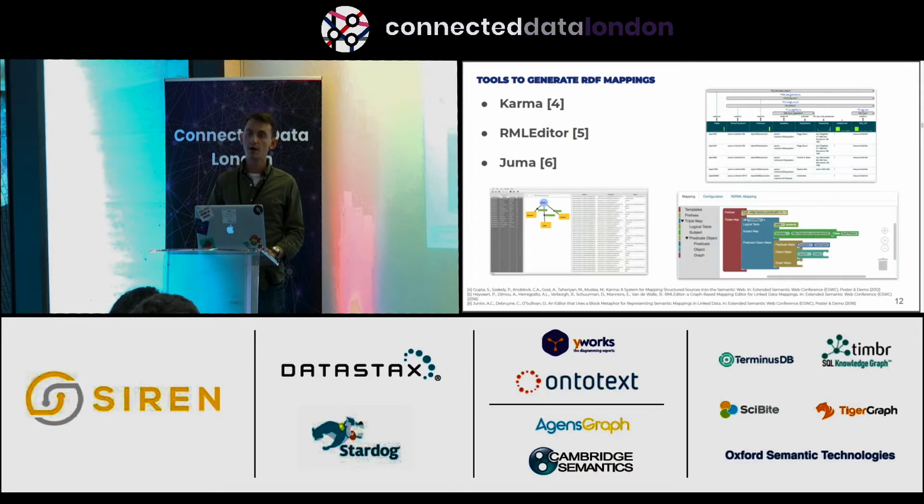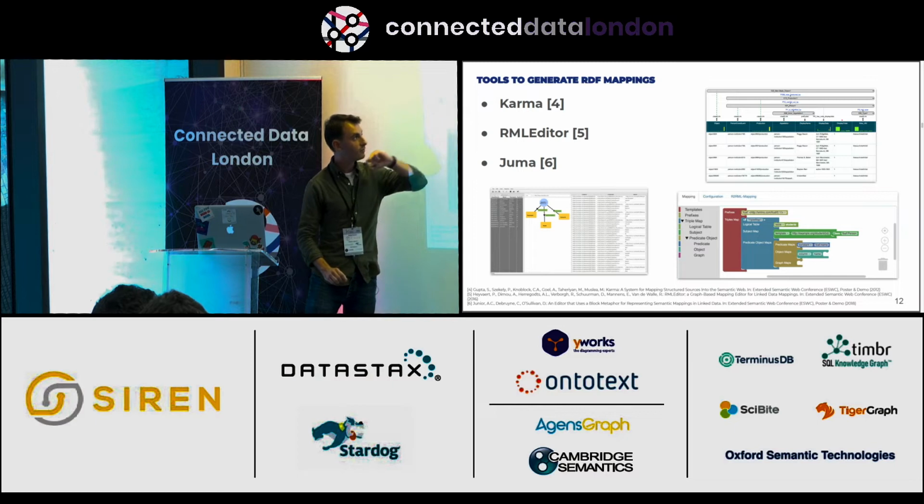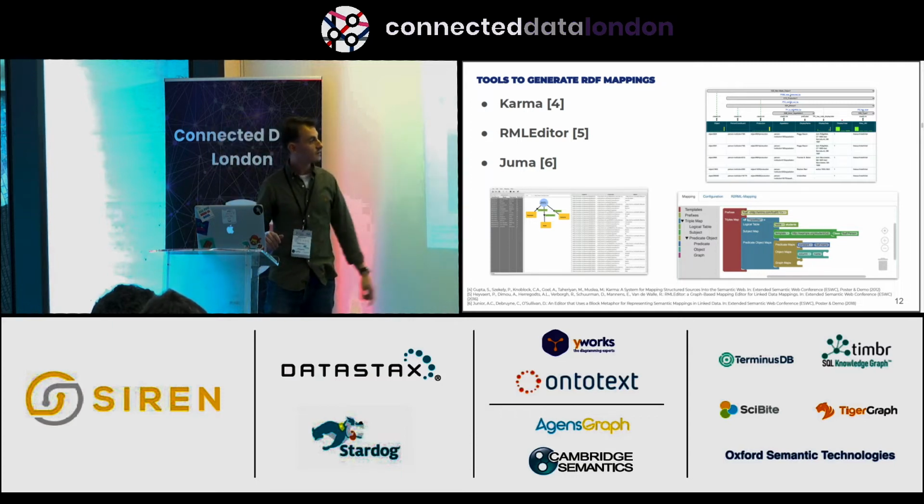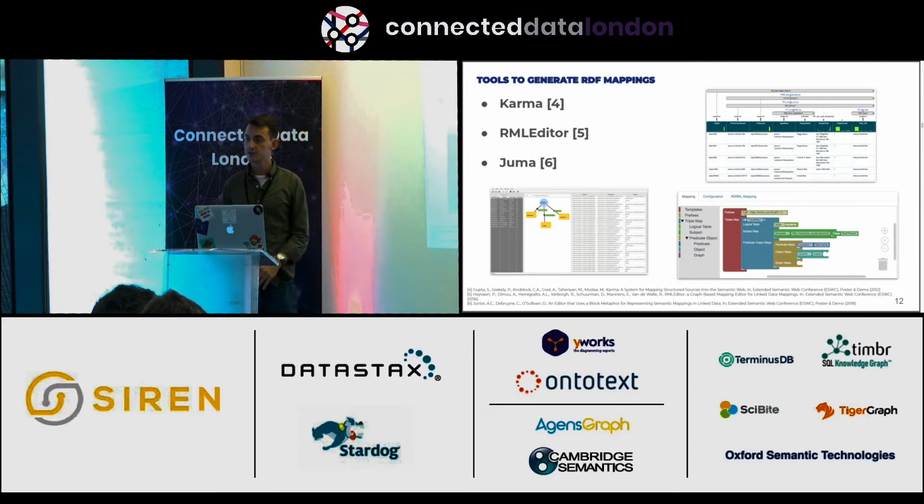And we also have already existing tools that can generate RDF mappings. For example, we have Karma and RML editor that use a graph representation of the RDF mapping to facilitate the creation of RDF mappings. And we also have Juma that uses a block metaphor visualization to simplify the creation of an RDF mapping. So these three tools are really great when we have knowledge of RDF.